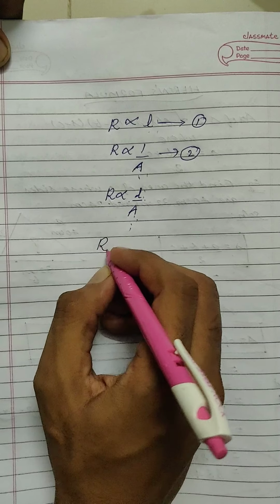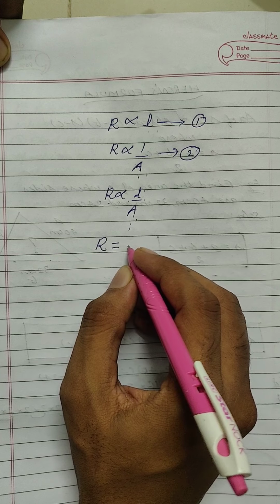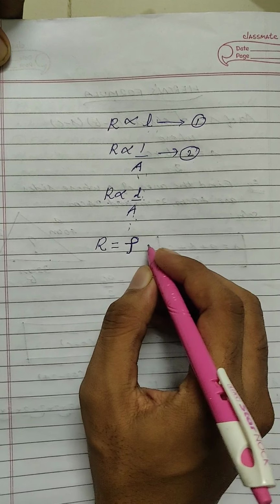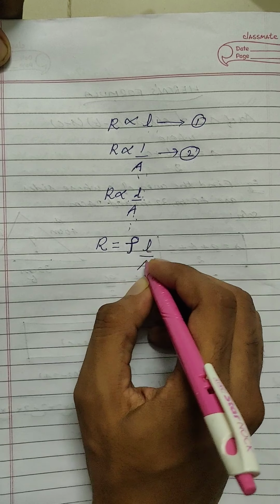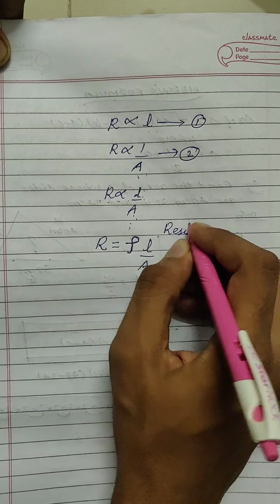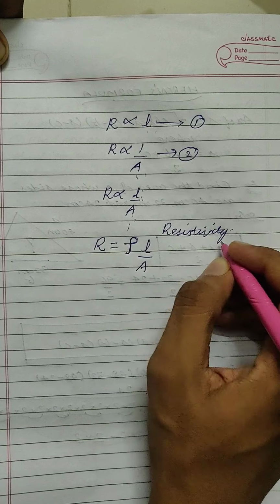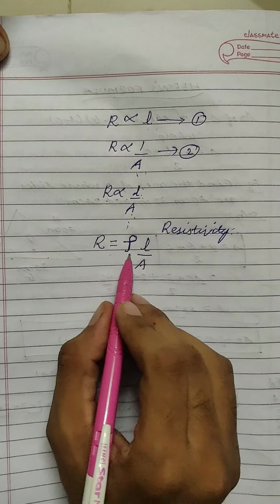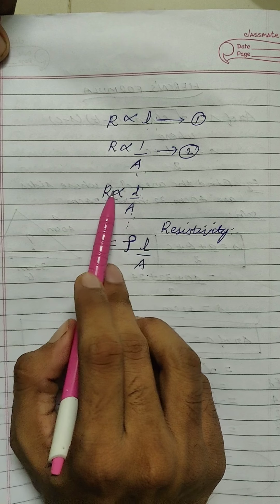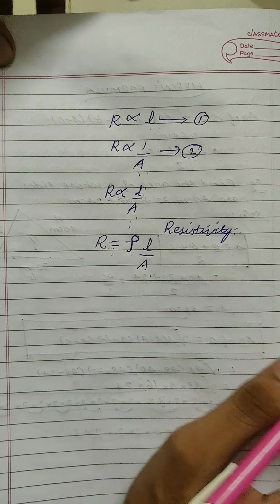So now if you remove this proportionality symbol and introduce an equal to, you have to give a constant, and that constant is known as rho. So what is rho? Rho means resistivity. This is the next topic we are going to study. So rho means resistivity. Can you understand? So R is equal to rho L by A. When we remove the proportionality symbol and equate it, you have to introduce a constant, which is rho, resistivity.